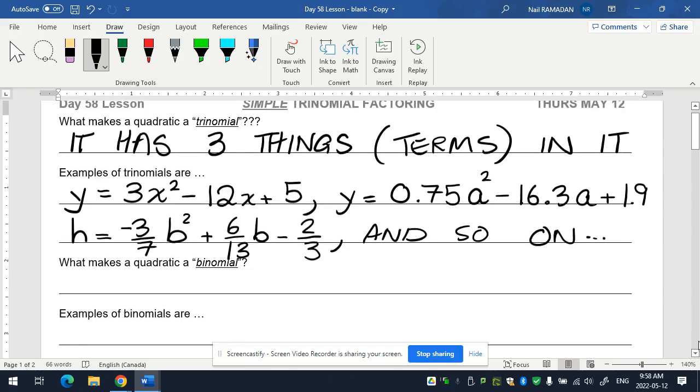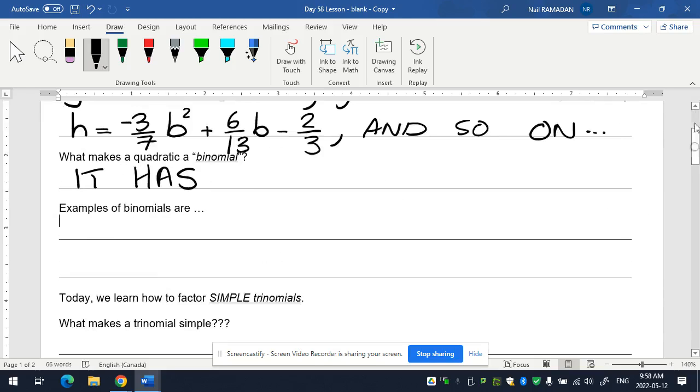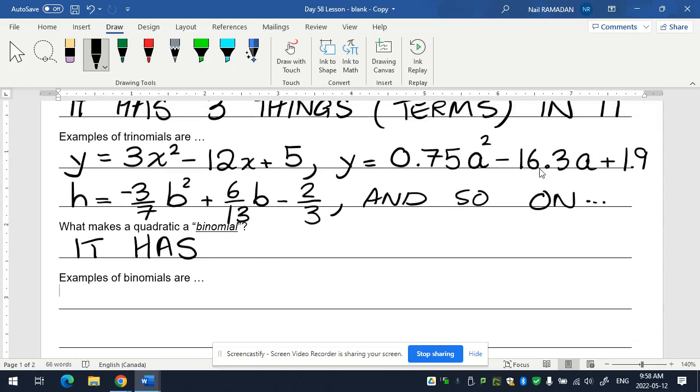Okay, how about a binomial? Tri means 3, binomial means 2. So what makes a quadratic a binomial? It has two things in it. Did I say 2 in words or 3? Okay, so it has two things.